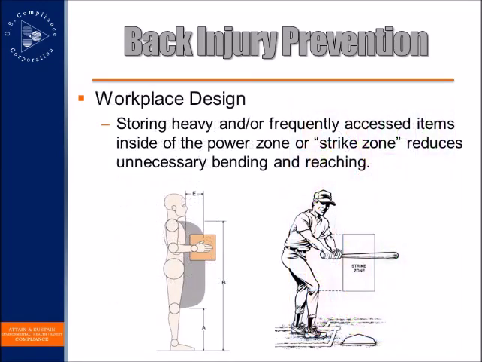Workplace design is another critical factor in the reduction of back injuries. Specifically, storing heavy and/or frequently accessed items inside of the power zone or the strike zone reduces unnecessary bending and reaching. When you're reaching for heavy objects that are overhead, or you have to squat down low in order to access a material, you're placing an unnecessary stress on your body that could be alleviated simply by storing those materials that are frequently accessed in this neutral power zone or strike zone.